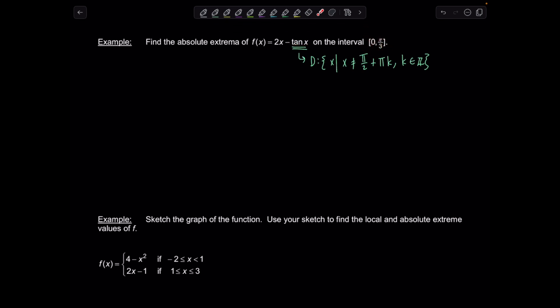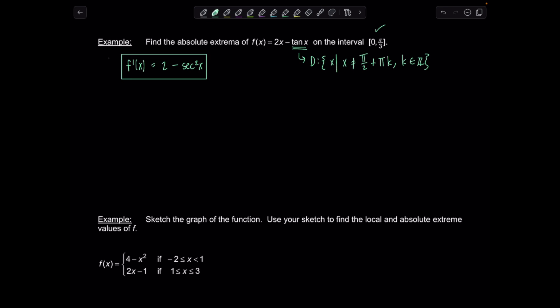So we're good to go. We're good to go on the interval from 0 to pi over 3. Both conditions are satisfied for the extreme value theorem. So go ahead, take your derivative with a clean conscience. So f prime of x, derivative of 2x is 2, minus derivative of tangent x is secant squared x. Okay, here's my lovely little derivative.